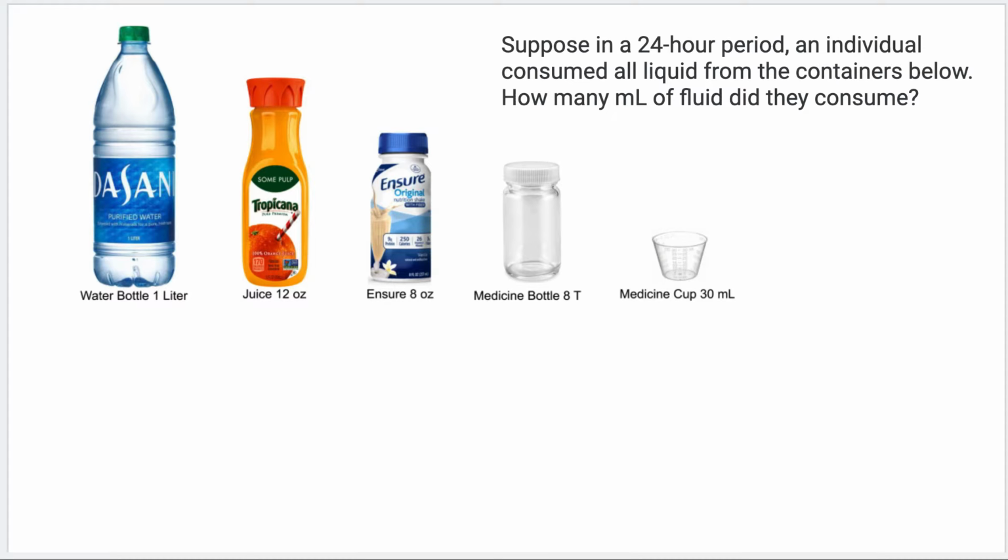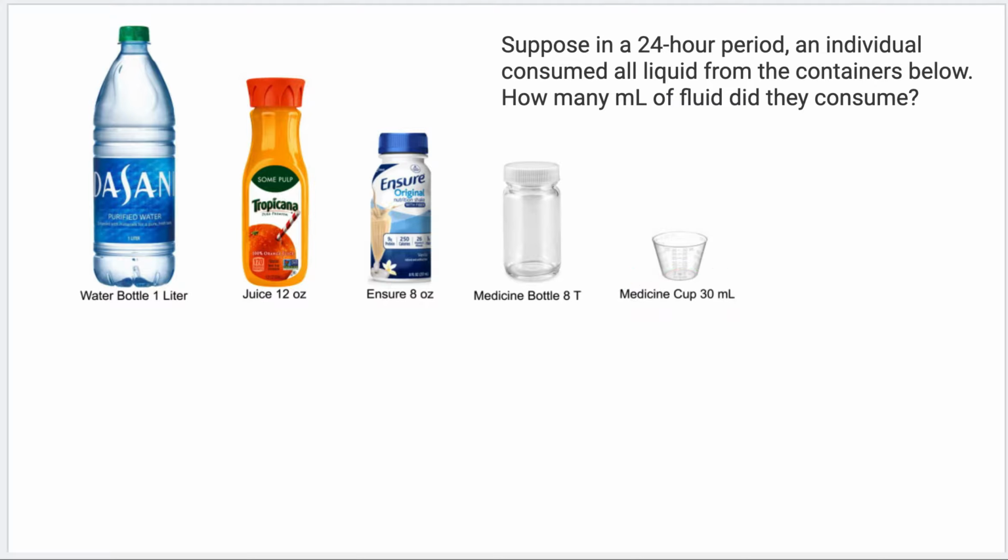In this video, we want to use our understanding of conversions and dimensional analysis to calculate the number of milliliters that someone would consume. In this picture, we are given a variety of volumes. We have a liter bottle, 12 ounces of juice, 8 ounces of Ensure, a medicine bottle that has 8 tablespoons, and a medicine cup that has 30 milliliters.